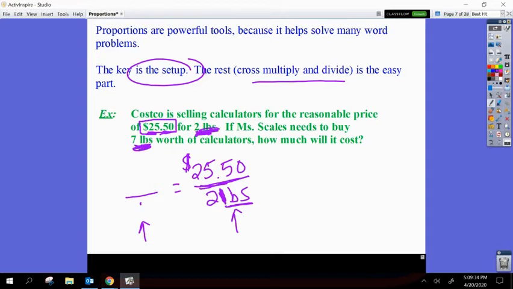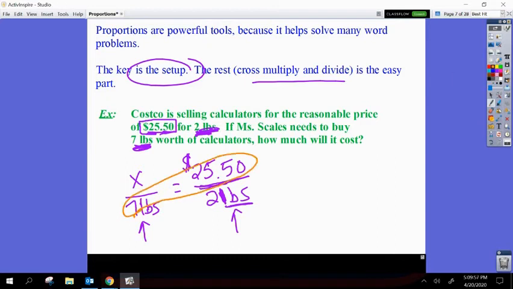Now, to be consistent, the 7 pounds, should the 7 pounds go up here? No, of course not. The 7 pounds would not go up there because that would be inconsistent. Since pounds are on the bottom on this side, I've got to put 7 pounds on that side. What goes over here? I don't know what we're looking for. That's the X. That's just the setup, and once we have that done, it's just simple cross multiplying from here.